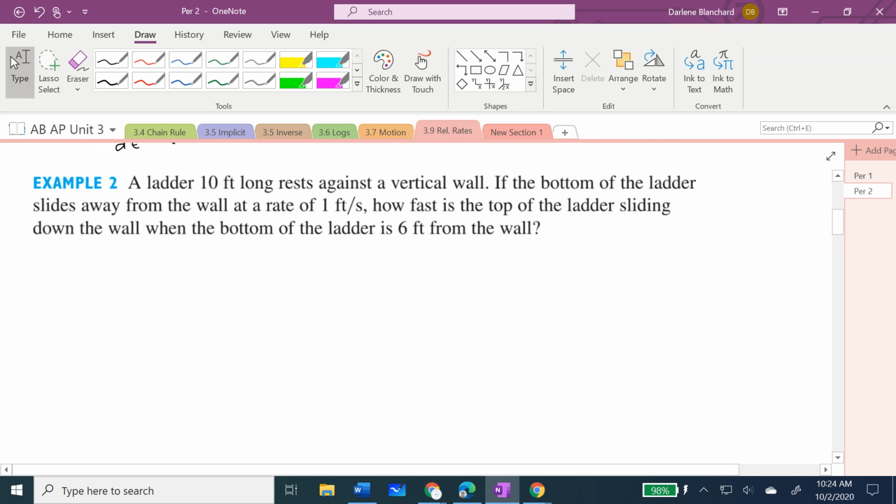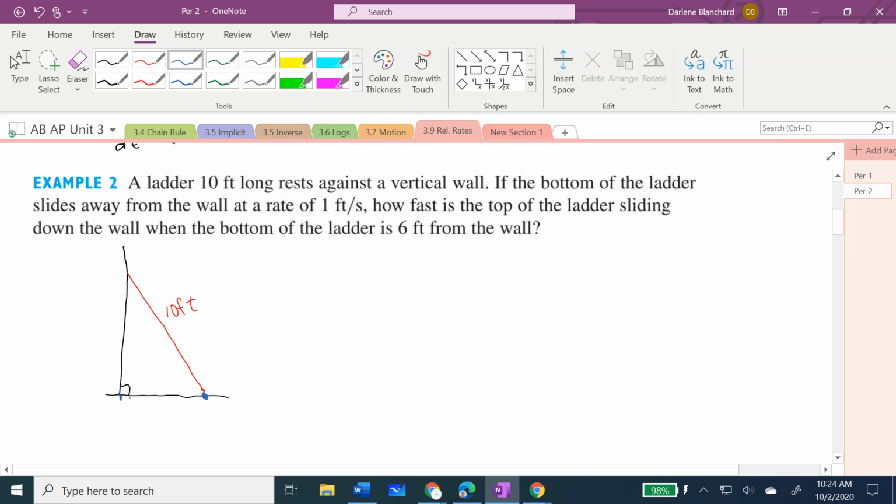Now, the infamous ladder problem. Oh my gosh, this is so not realistic. All right, I'm going to draw a picture. A ladder rests against a vertical wall. This is a 10-foot long ladder. The bottom of the ladder is sliding away from the wall. So that means the bottom of the ladder is touching the ground. So I've got a hopefully perpendicular ground to a vertical wall. The assumption is it is.